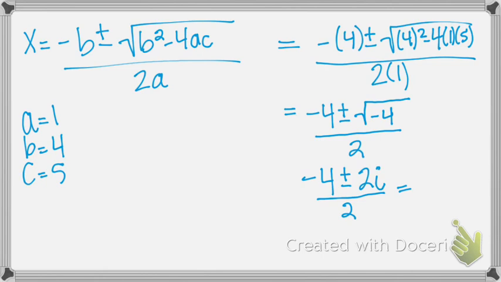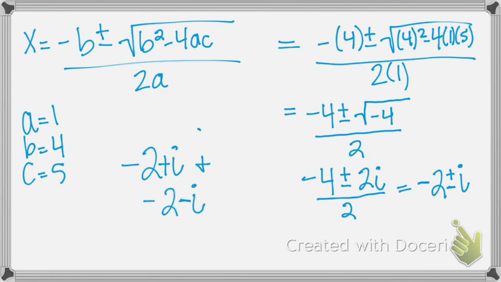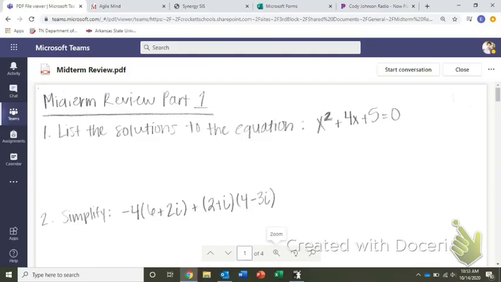Negative 4 divided by that bottom 2 is a negative 2. Okay, we're simplifying. Then we have a plus or minus, and we simplify again. 2i divided by 2 is just an i. So we have two answers: negative 2 plus i and negative 2 minus i. Okay?